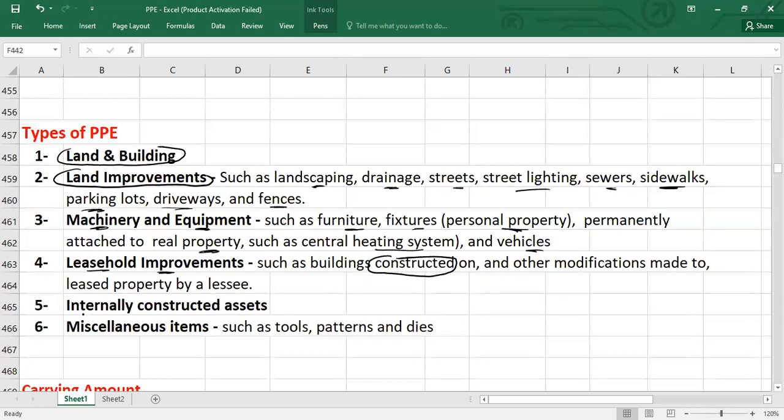Then it might also include internally constructed assets, which we will cover in a separate video because its accounting is a little bit different. And then it might also include miscellaneous items such as tools, patterns, dies. These are called the types of property, plant and equipment.